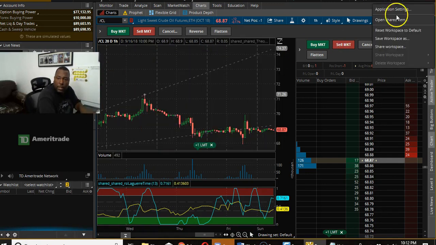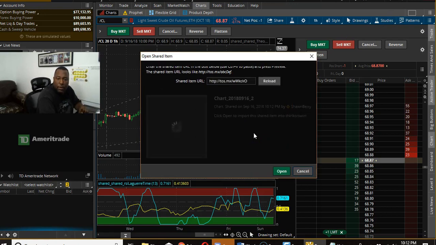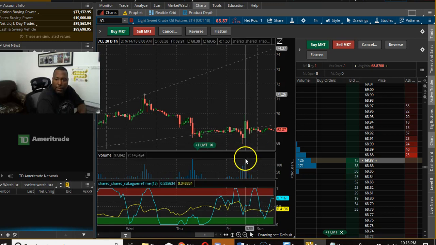You will go to settings, and you will say open shared item. And then all you do is put in what I shared. It gives you a preview. It tells you this chart, and then you can just open it. You open it, and it still has Shineberry name. But then from that point on, you'll be able to use the same chart I have. And so I'll be giving you guys more charts, things like that.